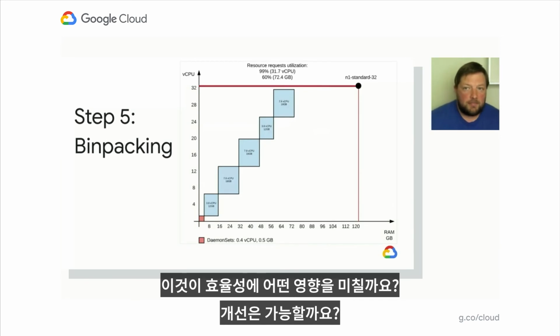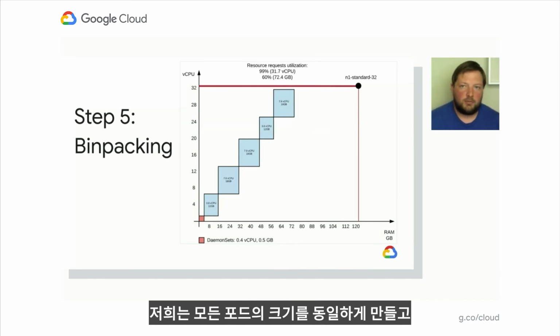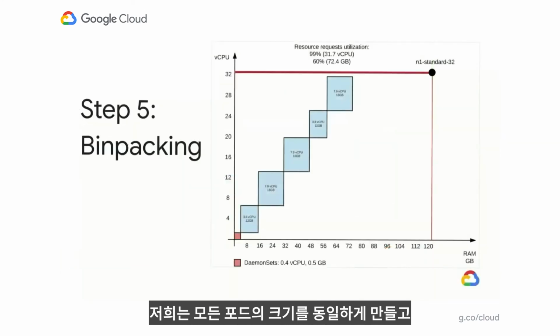How can this bin packing efficiency be improved? You can make all pods equal size and make sure that each node can fit exactly n pods. This is not always ideal, as workload capacity requirements and ability to scale vertically differ a lot.